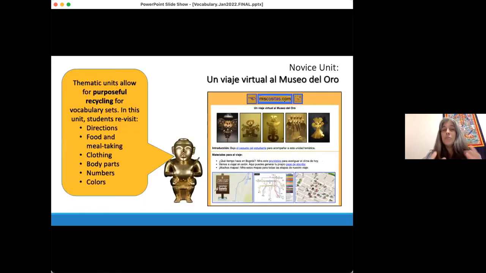So we're going to look through some examples from my unit on the Museo del Oro. This is the Gold Museum in Bogota, and my students take a virtual trip. So just a pitch again for thematic unit design and how effective it can be in helping students acquire vocabulary well. Thematic units allow for purposeful recycling, as we mentioned earlier, for vocabulary sets. So in this unit in particular, students are going to revisit direction vocabulary, food and meal taking, clothing, body parts, numbers, and colors, among others. And we'll have a look at some of the new vocabulary offered as well.